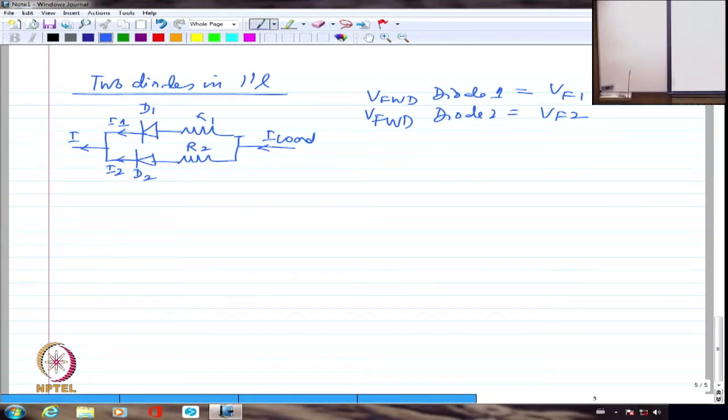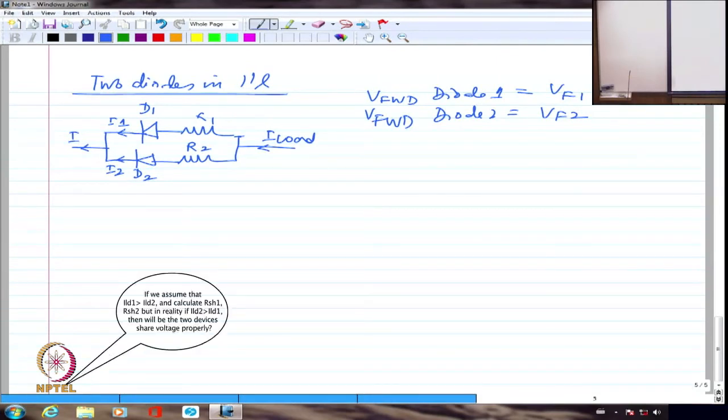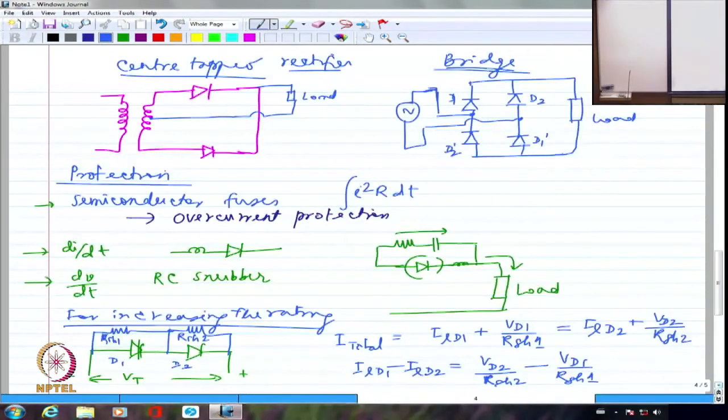Any questions on this? Yeah. So in fact you can start looking at RSH1 equal to RSH2, that's not a problem. So you can take the same values for both so that you are protected against any eventuality. Whether one leakage current, that's a good question. I hope you got his question.